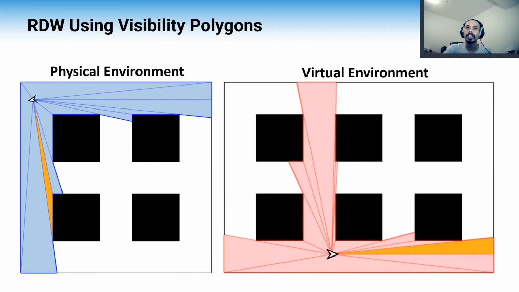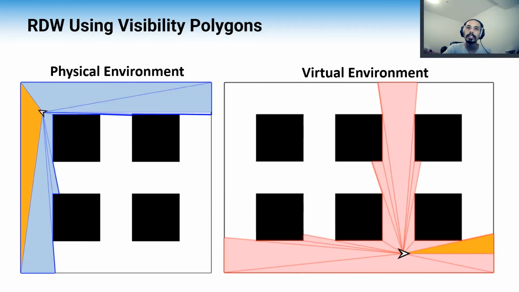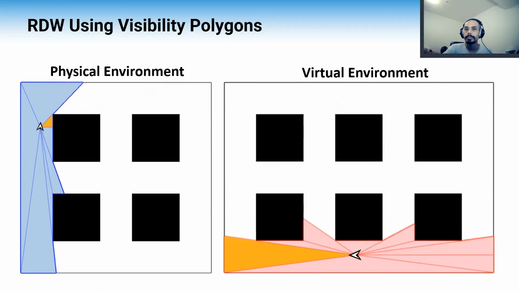Here's a demo of this in action, and we can see the appropriate highlighted slices in the physical and virtual worlds, respectively.